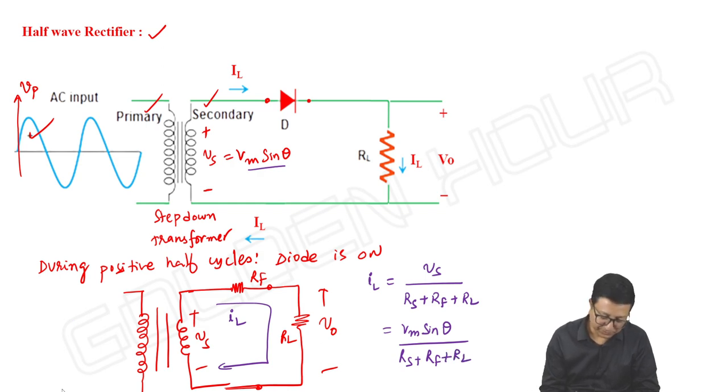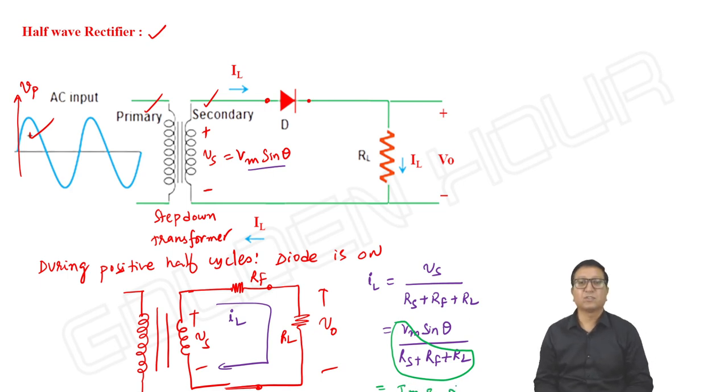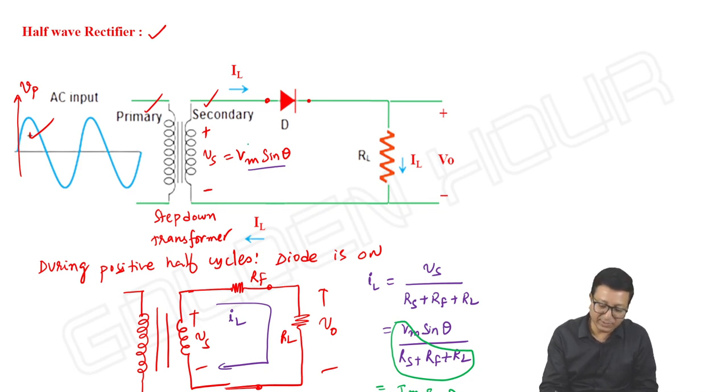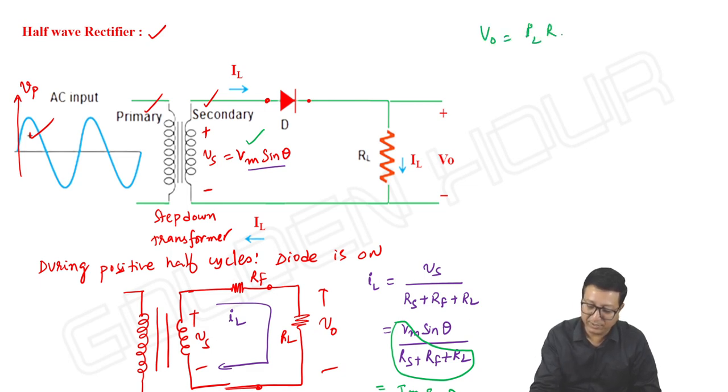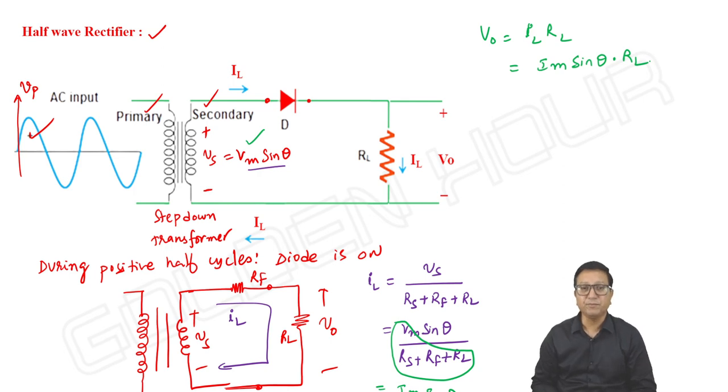Further, I am taking this Vm by Rs plus Rf plus RL as some constant. I can write it like Im sin theta. So the current is looking like a sine wave. As secondary voltage is a sine wave, the current through the load is also a sine wave. And what about V output? V output is equal to IL into RL. It is given by Im sin theta into RL. Both are looking like sine waves.